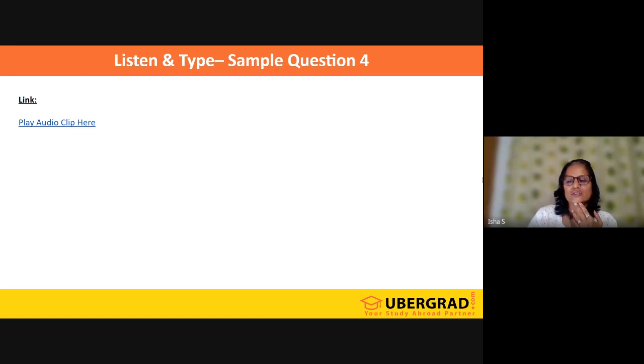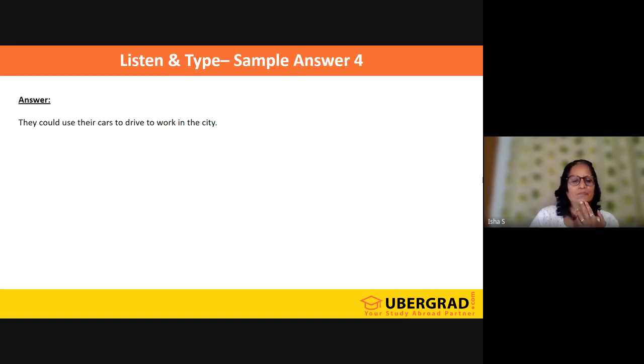Okay, stop. We'll check the answer. They could use their cars to drive to work in the city. Okay, so it is not a question, Manoj. It is just a statement. So there is a difference. When it comes to can and could, these are helping verbs. We use these helping verbs for different purposes. They explain different ideas: possibility, permission, ability, etc.